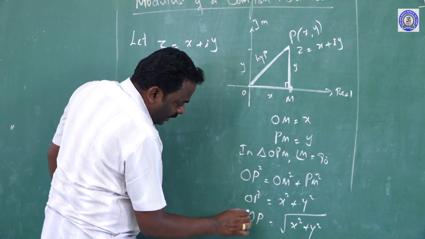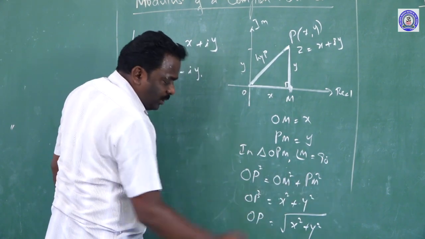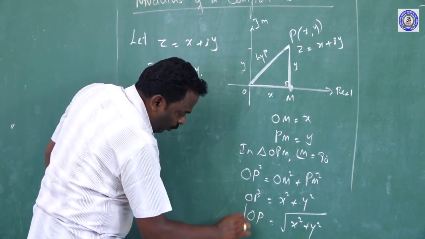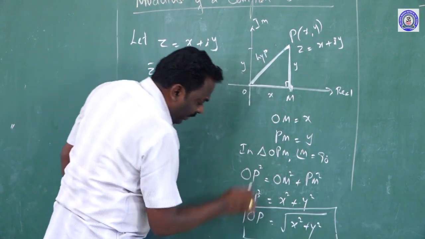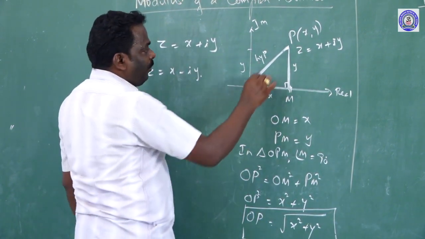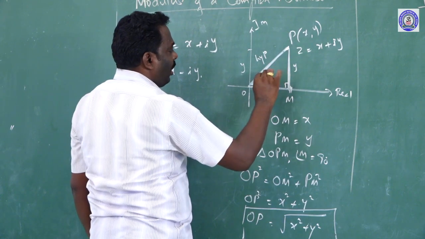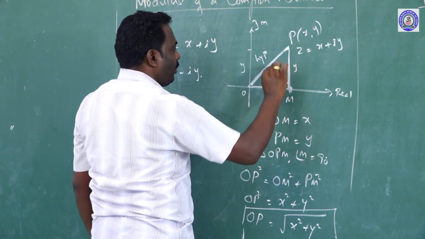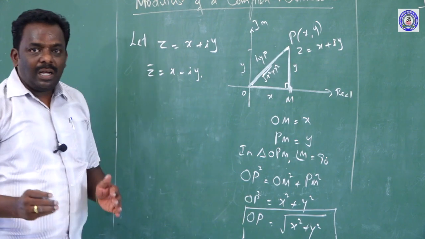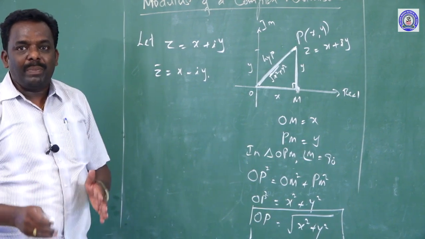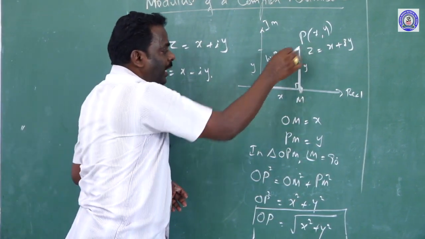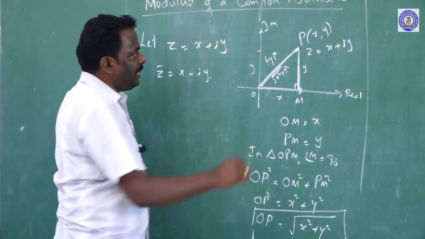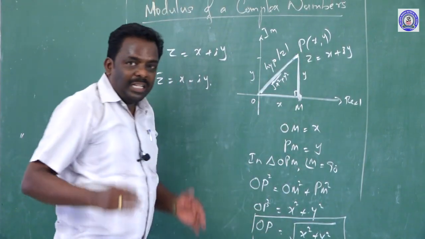If you need the distance OP, take the positive square root on both sides. Therefore OP is equal to the square root of x square plus y square. The modulus of z is defined as the length between the point and the origin. Simply, you can say that the modulus of z is called the length.